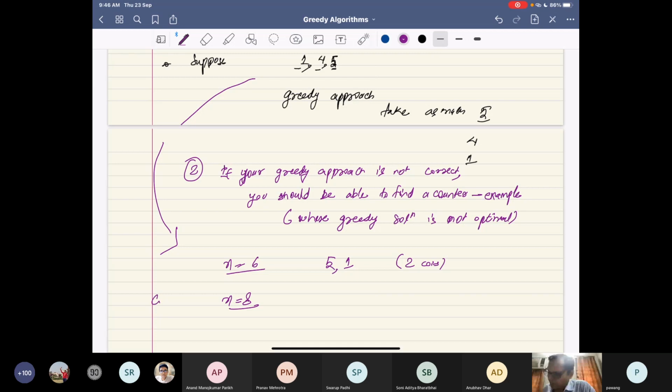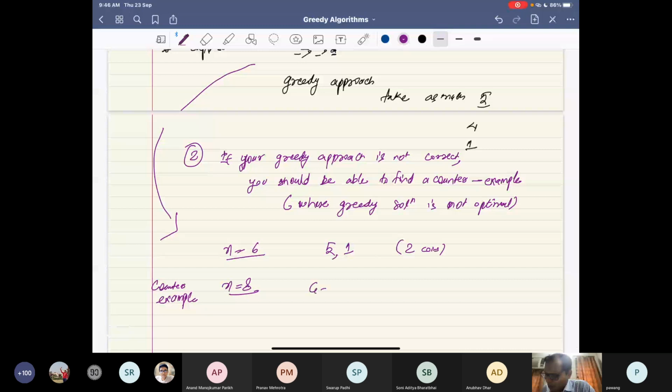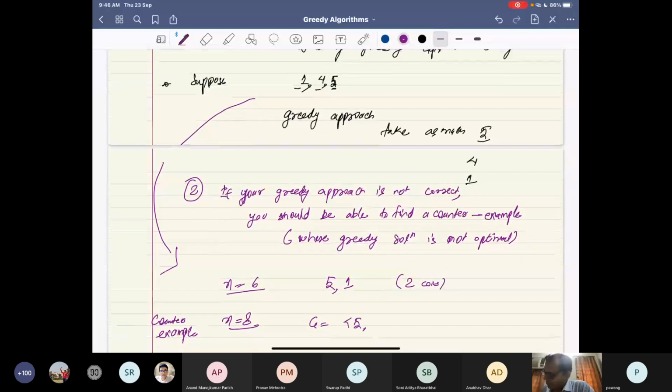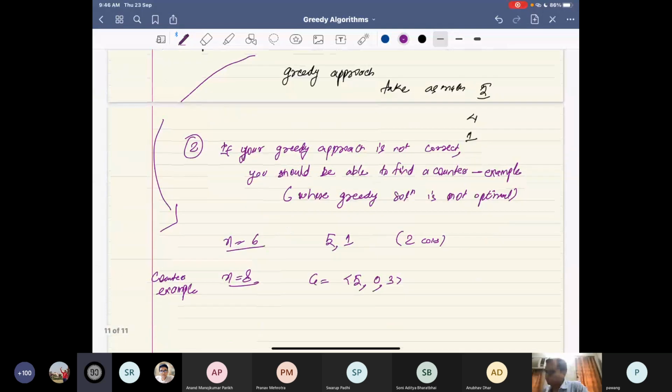8. This is a counterexample that you are giving. For n equal to 8, the greedy solution will not give me the optimal. So what is my greedy solution? 5, then no 4s, and 3 ones, right? So that means 4 coins.